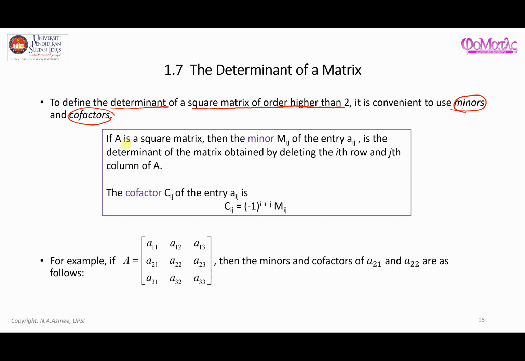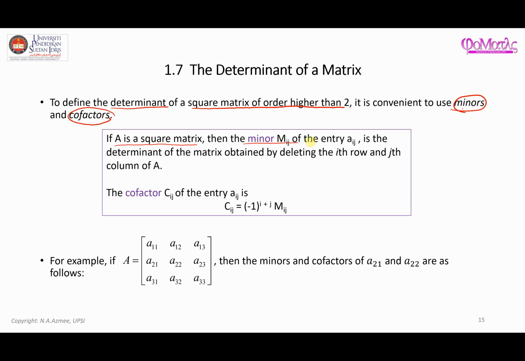Now, let's say A is a square matrix. The minor can be symbolized as Mij. Here ij refers to a specific position: i is the row, and j corresponds to the column. Mij has something to do with the entry Aij, which is the entry of the matrix. For example, A11 is at this position, and A22 is at this position.